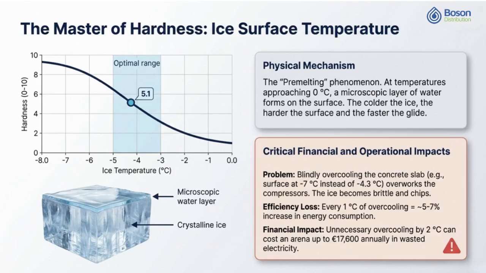A major problem is blindly overcooling the concrete slab, where the surface might reach -7 degrees Celsius instead of -4.3 degrees Celsius. The ice then becomes brittle and chips. Every 1 degree Celsius of unnecessary overcooling increases energy consumption by 5 to 7%. On a typical league stadium, overcooling by just 2 degrees can cost you up to 17,600 euros annually in wasted electricity without any benefit to the players.